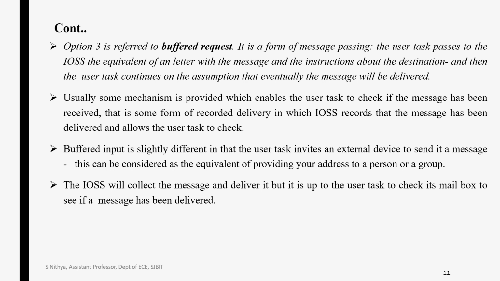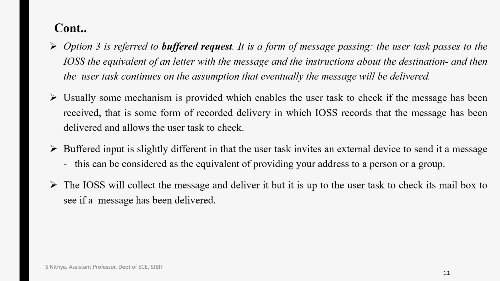The user task passes to the input-output subsystem the equivalent of a letter with a message and instructions about the destination, and then the user task continues on the assumption that eventually the message will be delivered. Usually some mechanism is provided which enables the user task to check if the message has been received. That is some form of recorded delivery, in which the input-output subsystem records that the message has been delivered, to allow the user task to check.